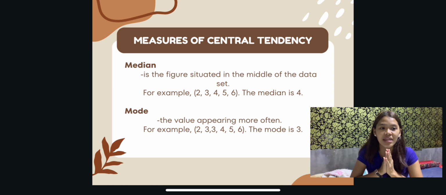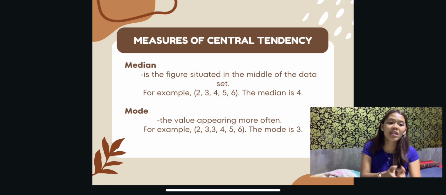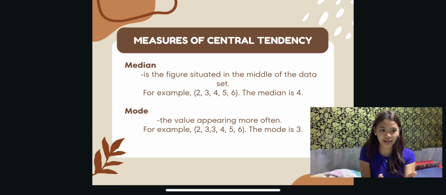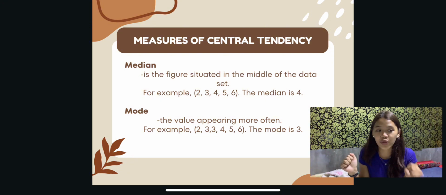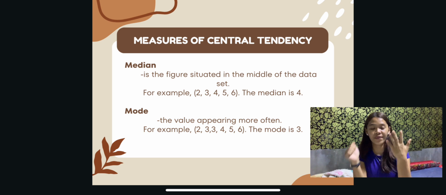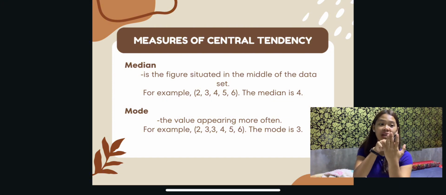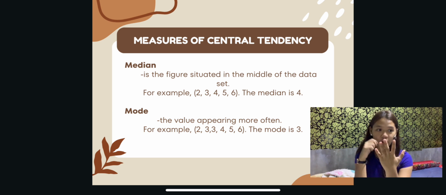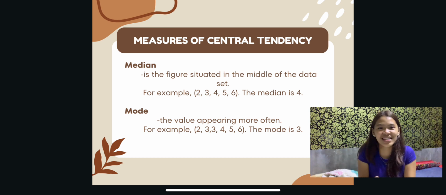So, the next is the median. Median is the figure situated in the middle of the data set. So, the median is the one in the middle of the set. For example, using the same set as in the mean example: 2, 3, 4, 5, 6. This is the data set. So, 4 is the median, because it is the center. It is the middle of 2, 3, 4, 5, and 6.